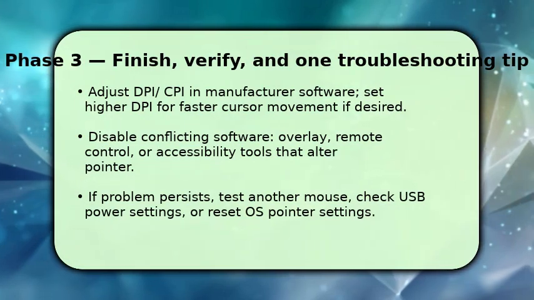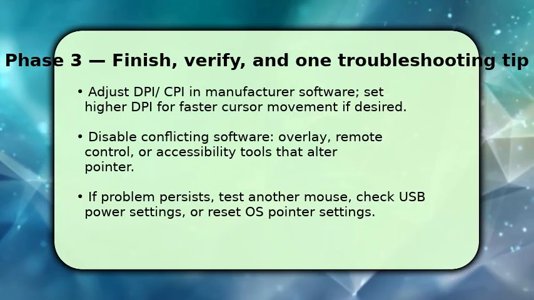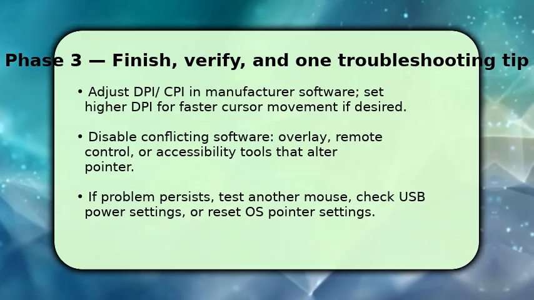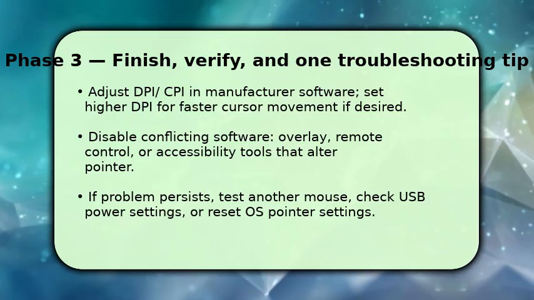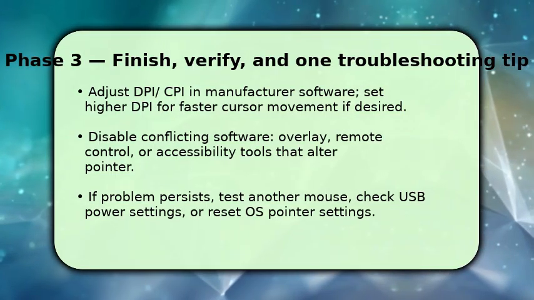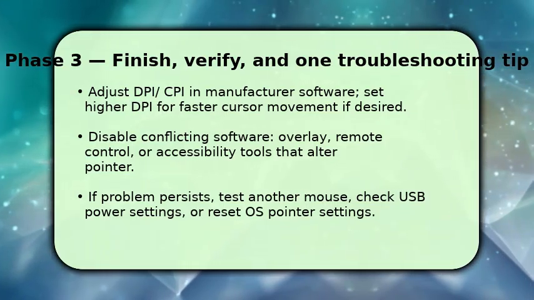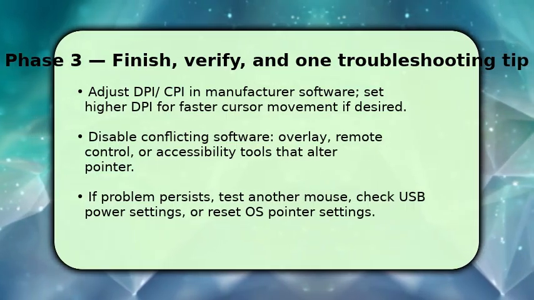Finally, you fine-tune configuration and perform deeper troubleshooting. Use the manufacturer's app to raise DPI or CPI if you want faster cursor travel. Once done, pair that with a moderate pointer speed setting in the OS. Disable overlays, remote control apps, and accessibility tools that can modify pointer behavior. If the issue remains, test a different mouse, review USB power management settings, and reset pointer settings to defaults. One key troubleshooting tip: swap devices and ports quickly.